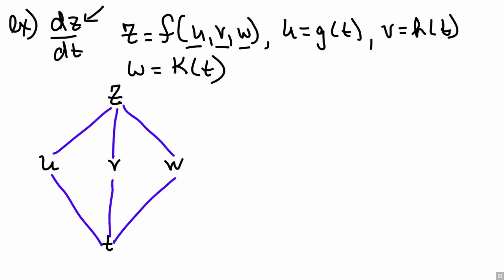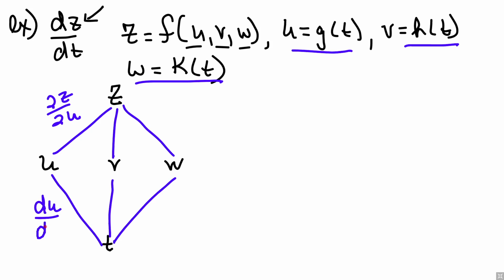Now, when we're going from z to u, we're going to do the partial of z with respect to u. When we're going from u to t, keep in mind that these are defined as functions in terms of t. So we're not going to do a partial, we're going to do the full derivative of u with respect to t. So that's going from z to u to t. Any questions there?